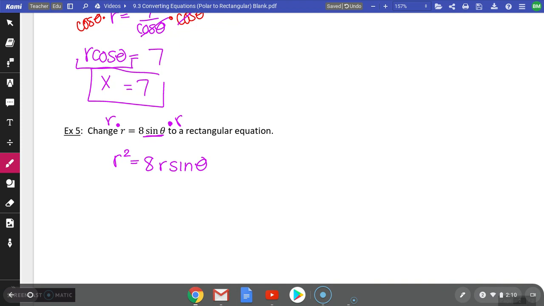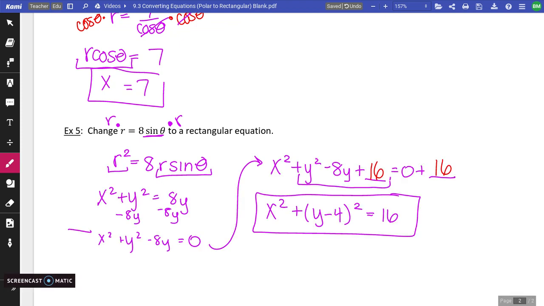And I'll answer for example 5. So I substituted r squared and r sine of theta. I got all the terms on the same side, and then I noticed I needed to complete the square to make it look like our normal circle equations. So I completed the square for the y variable. When I factor y squared minus 8y plus 16, that's a perfect square trinomial, leaving me with y minus 4 squared. Final circle equation is here, and I am done.